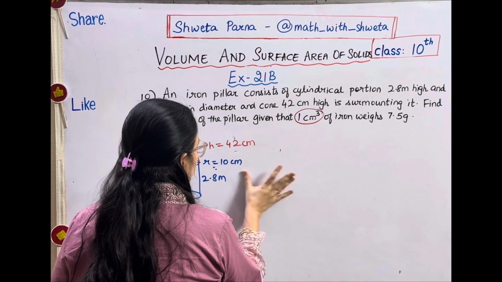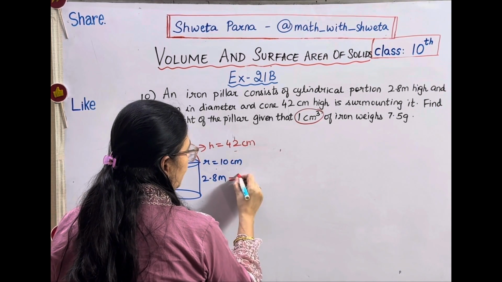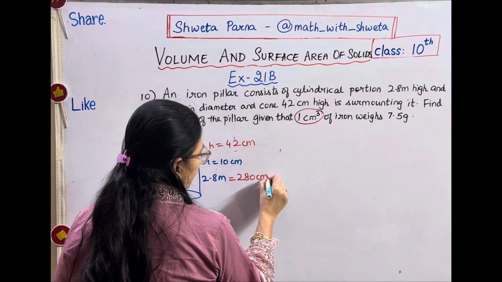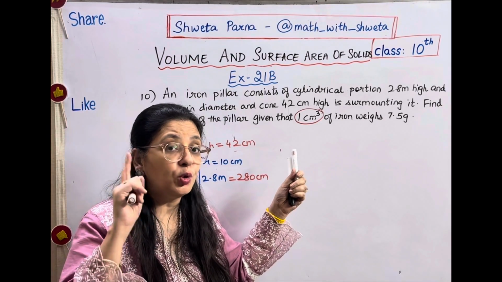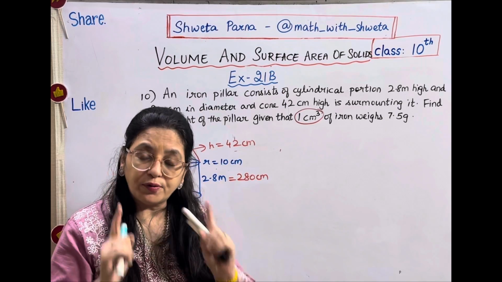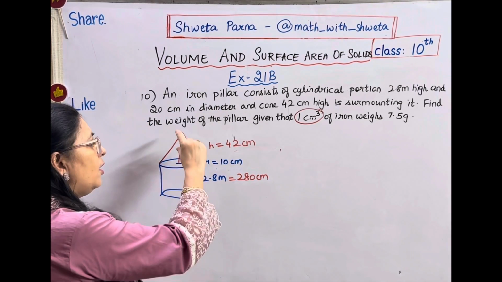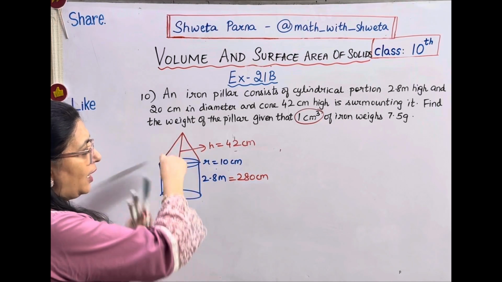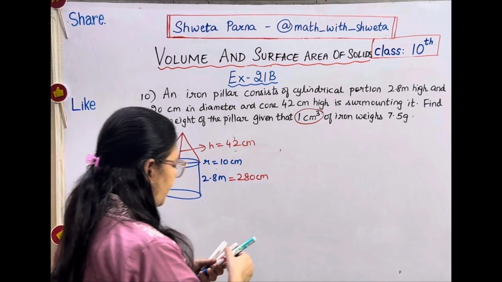So we will convert the height also into centimeters. Into 100, which will become 280 centimeters. Now since you need the answer in cubic centimeters, you have to first find the volume. So you will find the volume of a cylinder plus the volume of the cone. That will give you the total volume of the iron pillar. Okay, let's do that first.